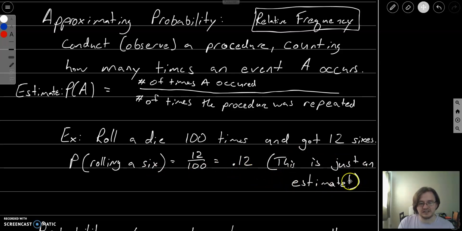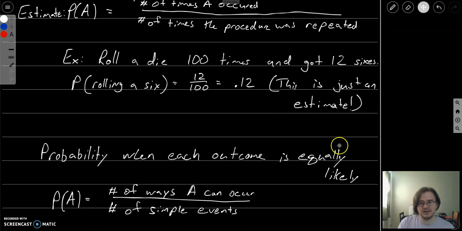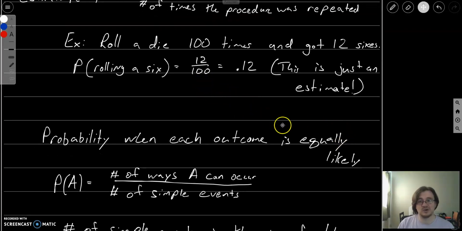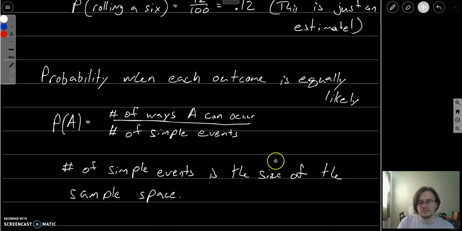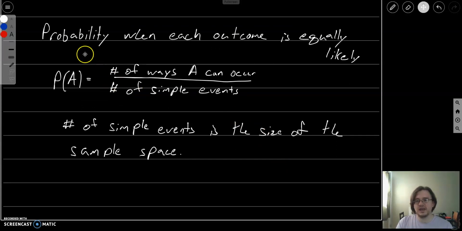Now remember that this is just an estimate, and we can calculate the exact probability as long as we're rolling a fair die, which is a pretty big assumption that we'd have to make. So we can calculate a probability when each outcome is equally likely. So this is a pretty big assumption that each of the outcomes is going to be equally likely. And the way we do this is we look at the number of different ways that A can occur, and we'll divide it by the number of simple events.